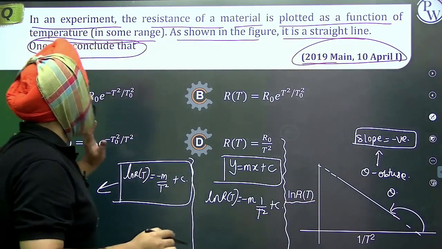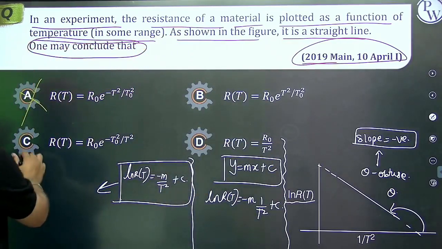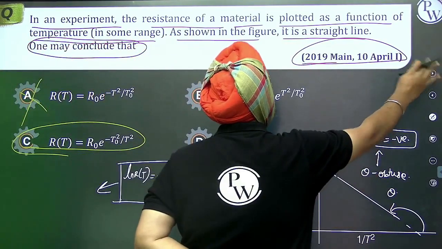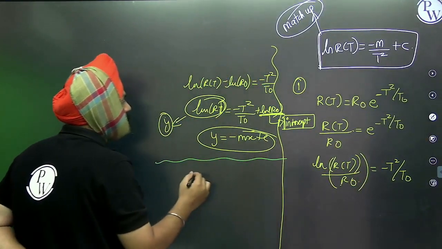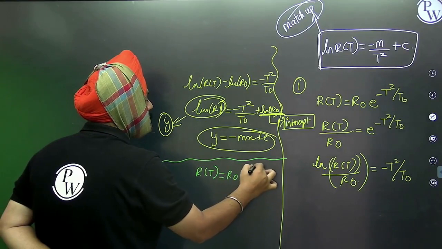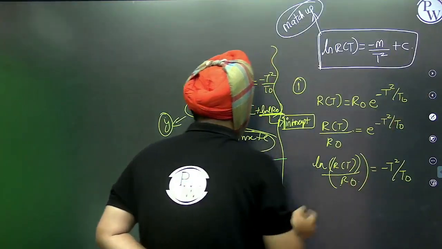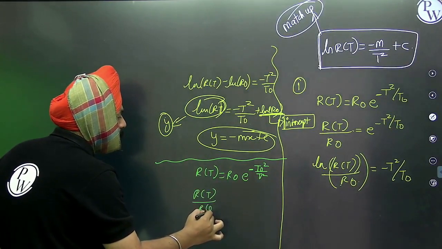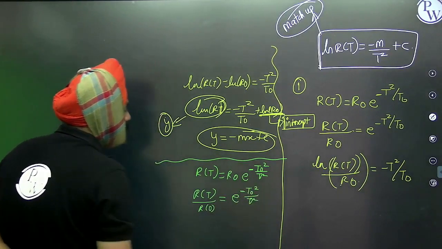Like this way we need to analyze each and every question. But I must say C is going to match, so let's directly move on to C. Now let's match the C equation. The equation states r(t) is equal to r(0) e raised to minus t0 square by t square. So r(t) divided by r(0) is equal to e raised to minus t0 square by t square.